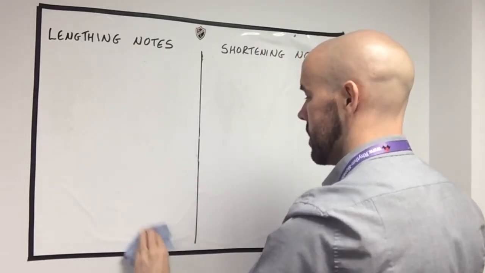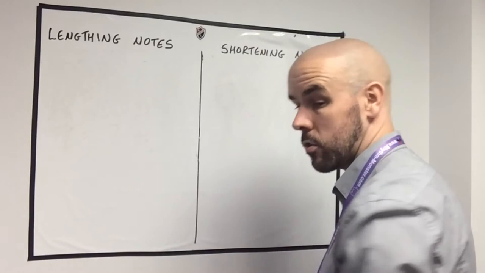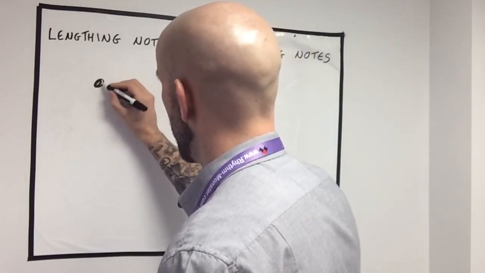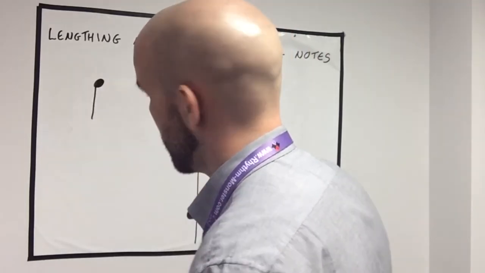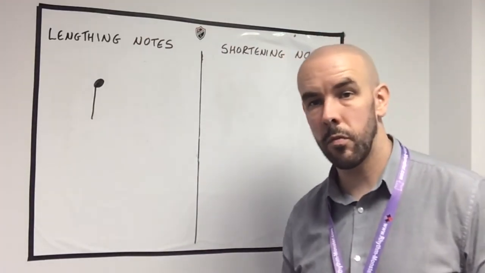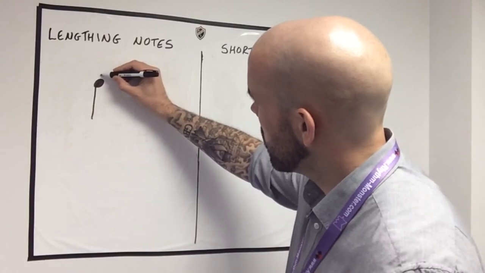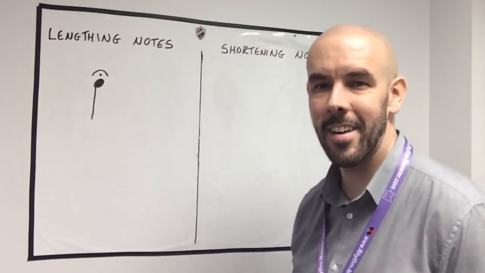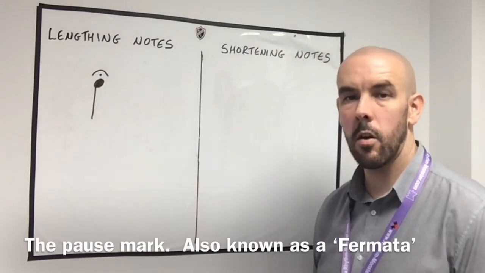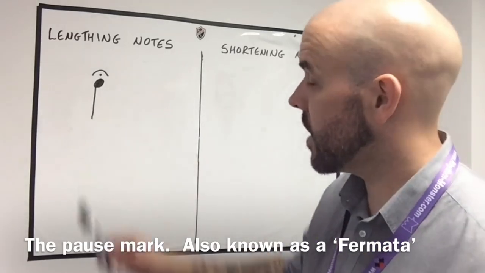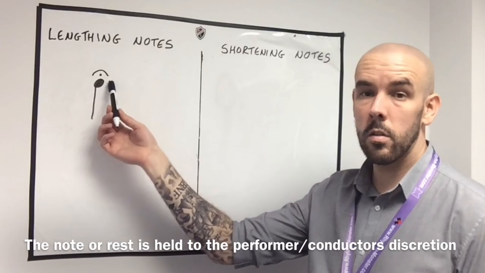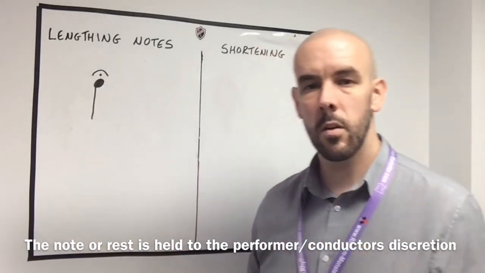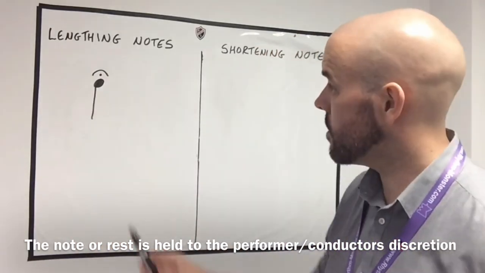And another way, you'll not get asked this, but it's really good to know, another way you can lengthen a note, and you'll see this on possibly pipe scores or pipe tunes. You'll very rarely, if ever, I've never seen it on a drum score before, okay? You'll see a dot placed above the note with a wee arc like that. Kind of looks like a wee eyeball above the note. That is a pause sign or the fermata. And when you see a fermata, you hold that note for the conductor or the pipe major or whoever's in charge of the musical ensemble. It's their discretion.